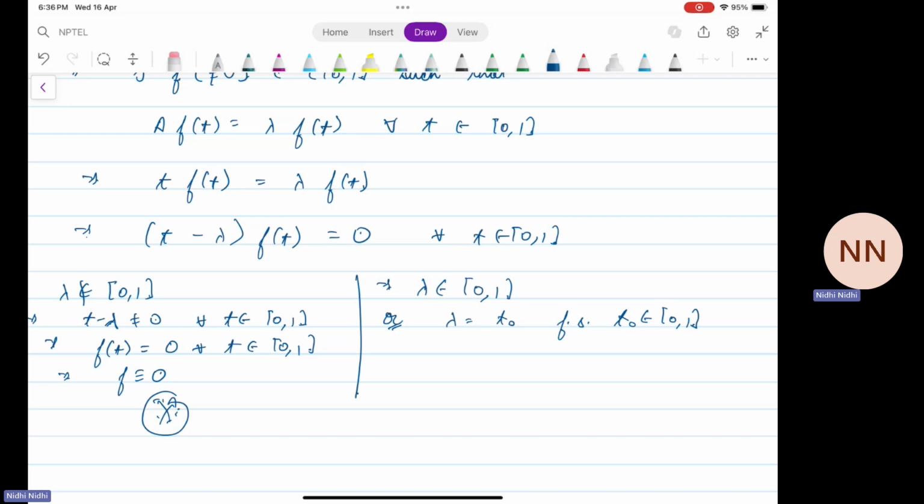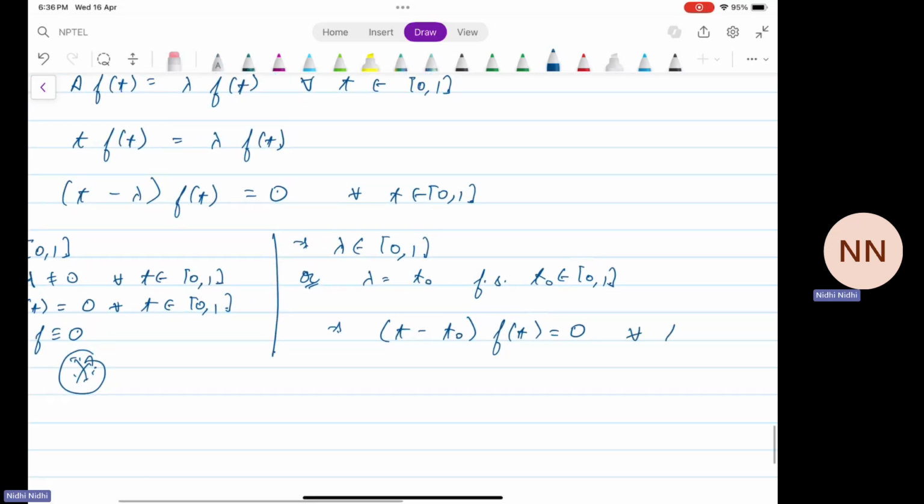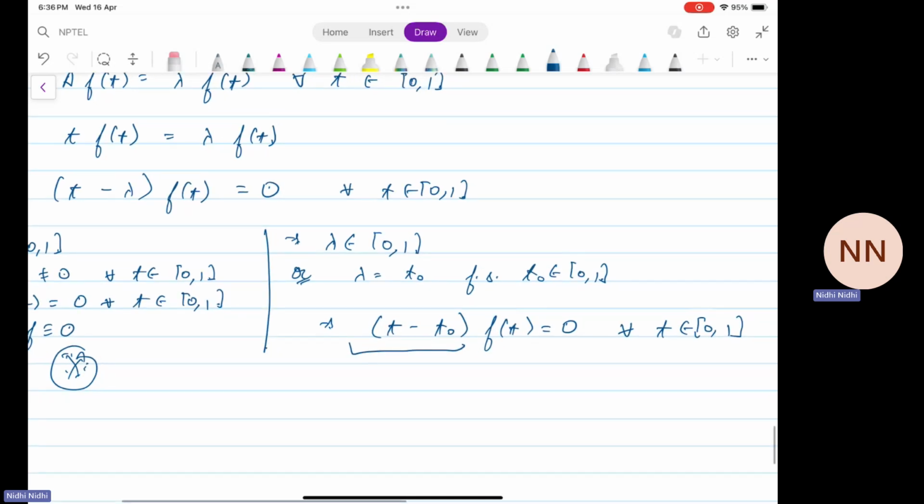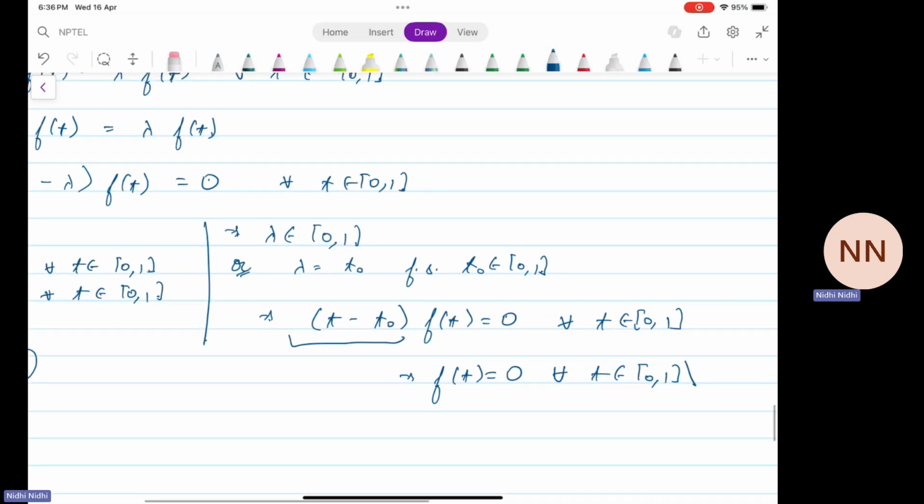So this implies we have (t minus t naught) f(t) is equal to 0 for every t belonging to the closed interval 0 to 1. Now this term is 0 for t equals t naught, else it is non-zero. Therefore, f(t) must be 0 for every t belonging to the closed interval 0 to 1 minus t naught. At t naught, it need not be 0, but at the rest of the points, it must be 0, so that this product is 0.